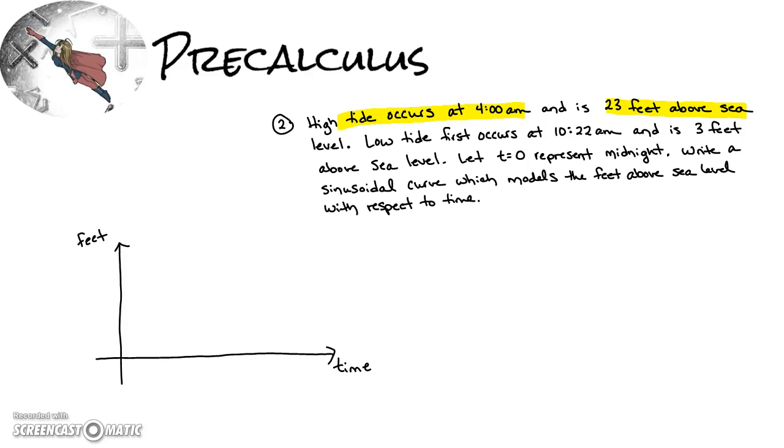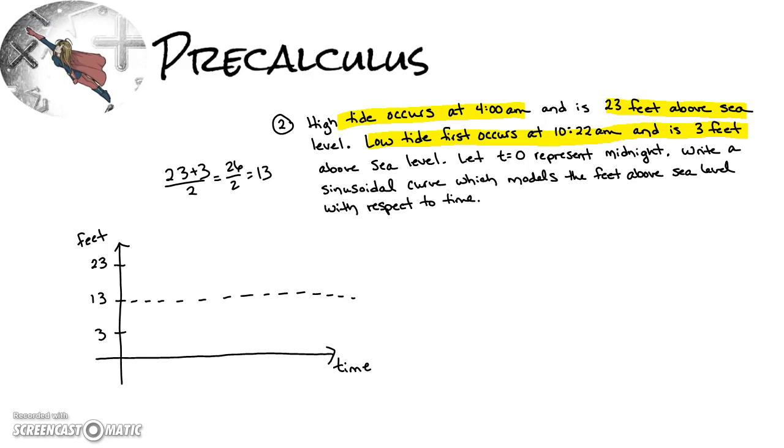So high tide is 23 feet, so that's going to be our highest point. And if you keep reading, low tide is happening at a different time, at 10:22 a.m., and it's 3 feet. So 3 feet is our lowest number. And I could right away just get the halfway point in between those. If we just do the average again, 23 plus 3 divided by 2 is 26 over 2 is 13. So 13 right here is going to be the dotted line, the sinusoidal axis.